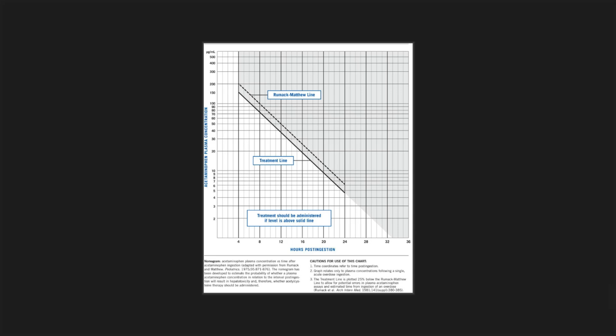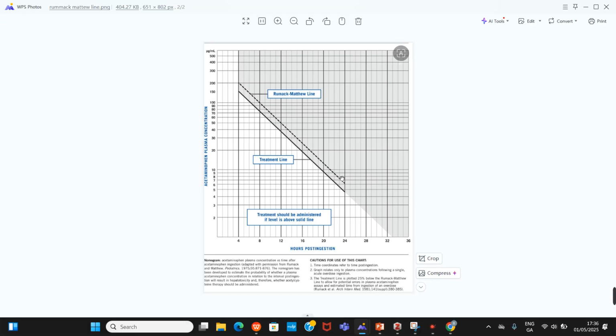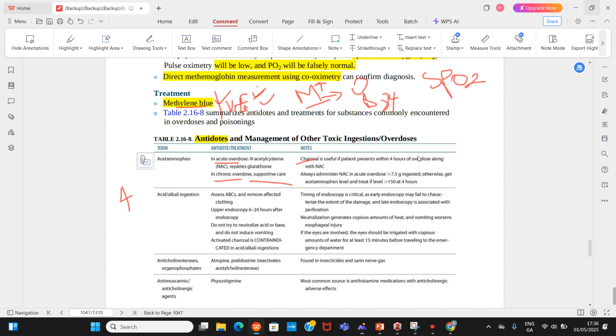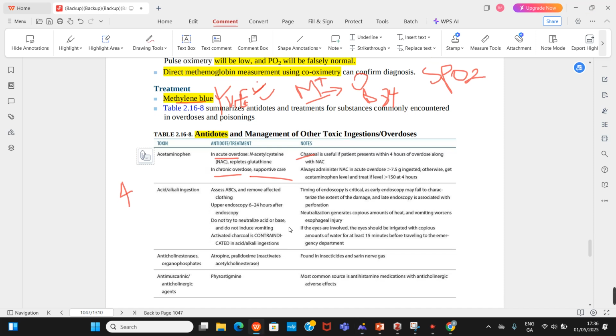So you now look at the level with respect to your treatment line. This is your treatment line. Immediately what you are plotting is above the treatment line, you have to go and administer N-acetylcysteine. So let's go back. I've explained that. Now somebody comes in within 4 hours. What initial treatment can we give?